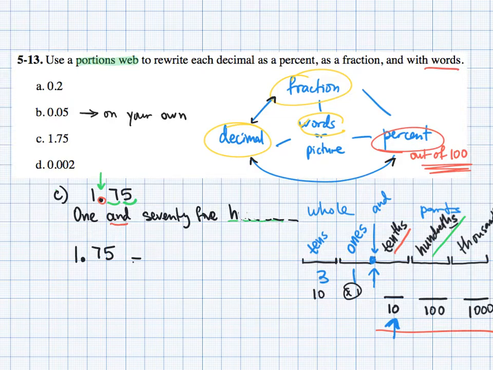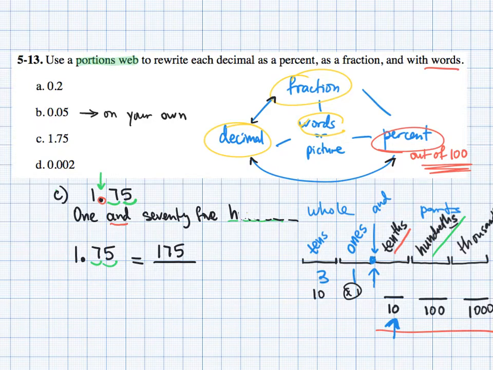So I'm going to write the fraction. I'm going to go from decimal to fraction. So what we want to do is write the number without the decimal. It's 175, so all the digits in the numerator. And then I'm going to divide by, and again, 2 decimal places.